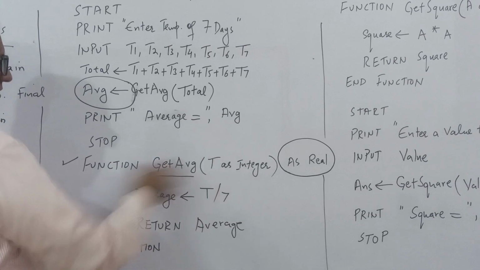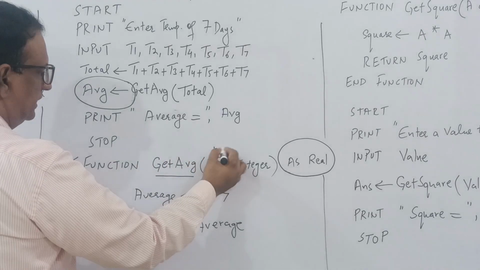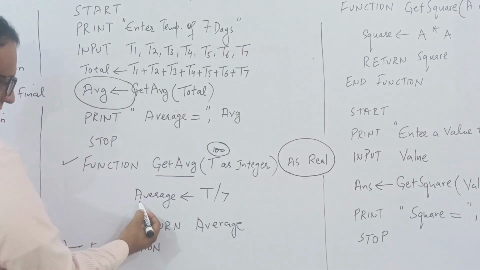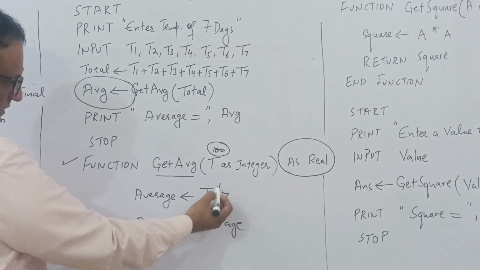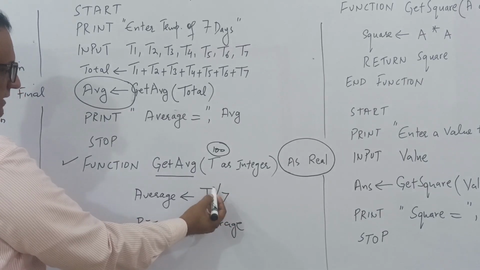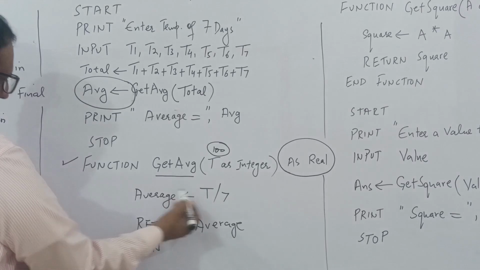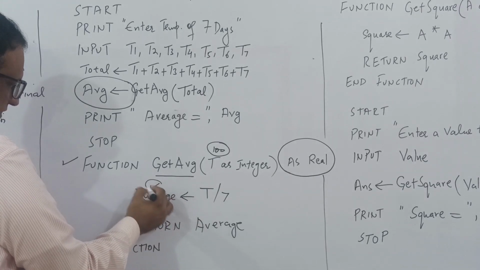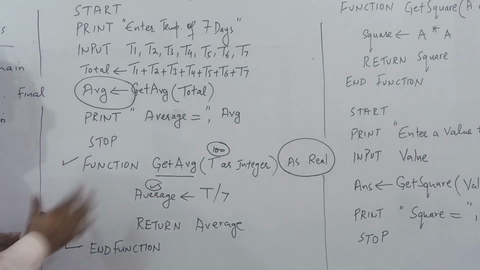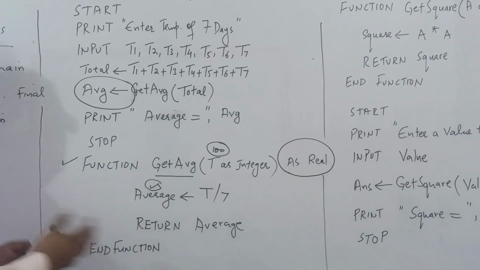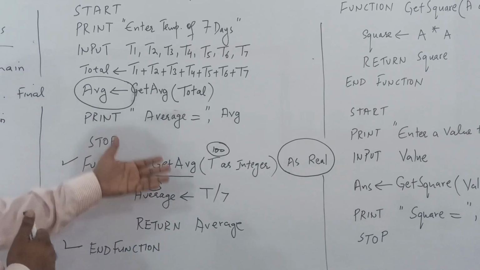So the 100 is stored inside the t. Now the average becomes an answer that is the division of t by 7, whatever is the answer, that is stored in this variable. This is the second type. Now what is the difference as the third type?